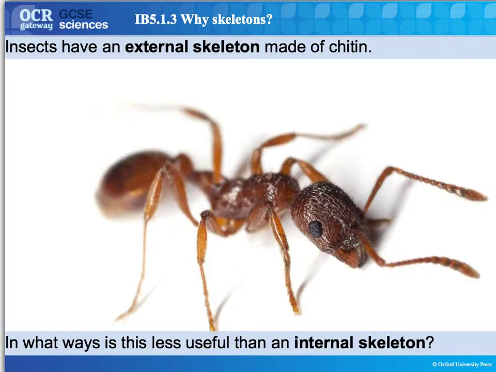Some invertebrates don't have any skeleton. Ones that live in water can become quite large because the water buoys them up. Earthworms, for example, have a hydroskeleton, which is fluid inside the body, and the pressure inside the body pushes against the muscular wall and keeps the shape of the earthworm.